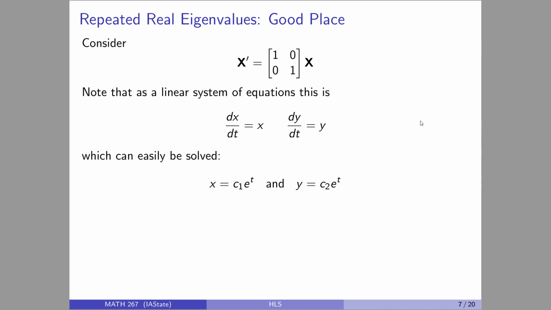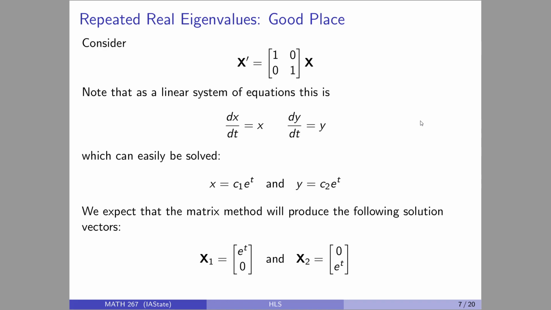So this tells us that if the matrix method truly does work, it should produce these vectors as the solutions. We already know this is what the answer has to look like. So this is actually a good test, because the matrix method should give us this. If it doesn't, then something is wrong. Okay, so let's go in.